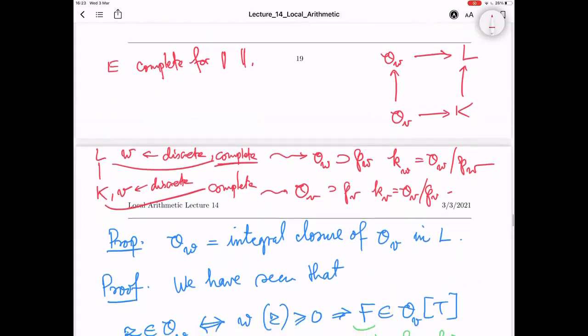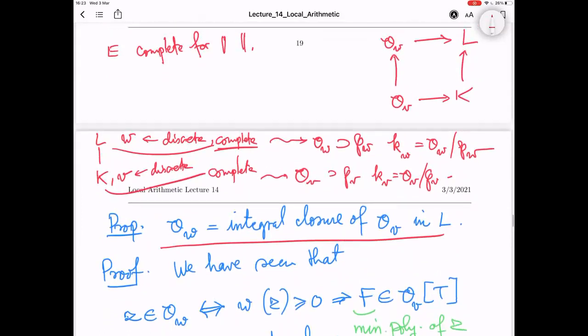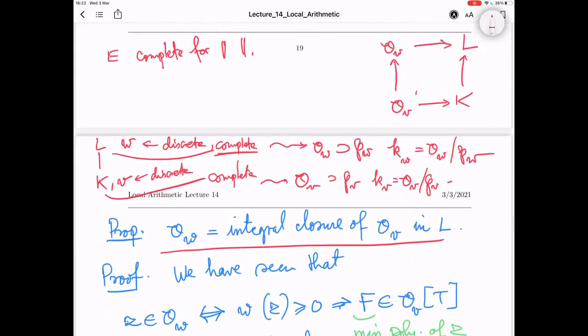So the next proposition says that this OW is the integral closure of OV inside L. Everything inside L which is integral over OV is contained in OW, and everything in OW is in fact integral over OV. The two things are the same. The integral closure of OV in L and OW are the same.